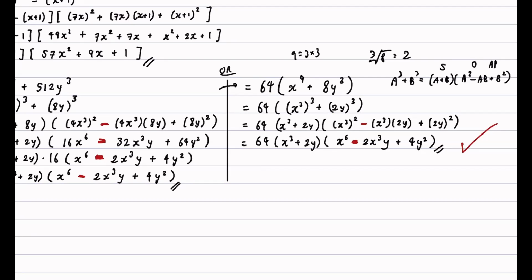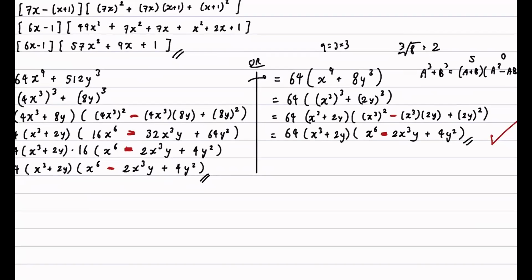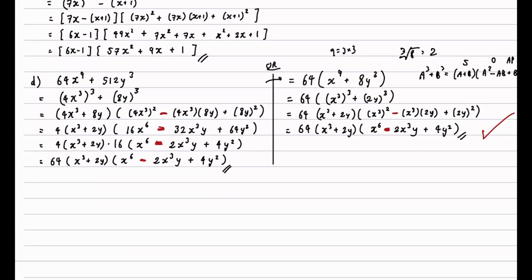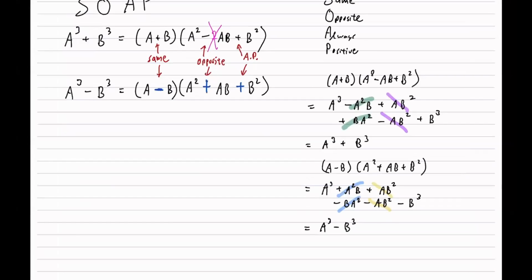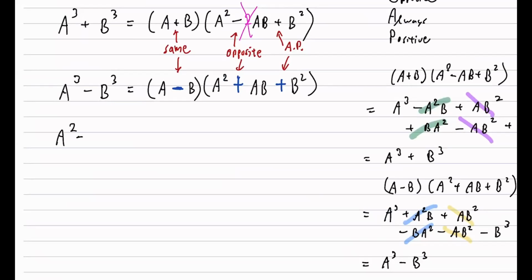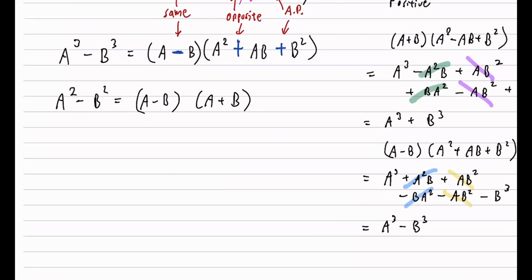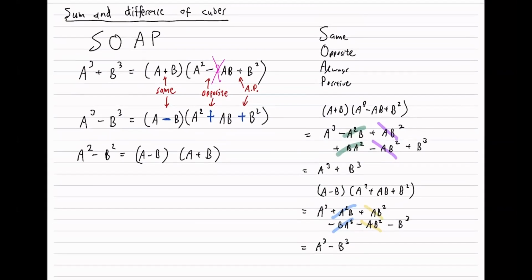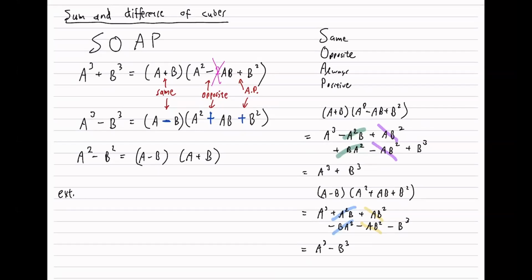Okay, let me give you an extra question. Let me go back to this. a square minus b square is a minus b times a plus b. Extra question. This is not related to sum and difference of cube. But can you factorize x power 16 minus 1? Simplify it.